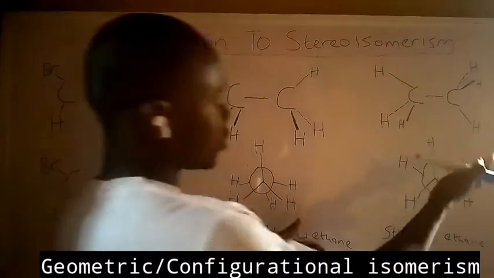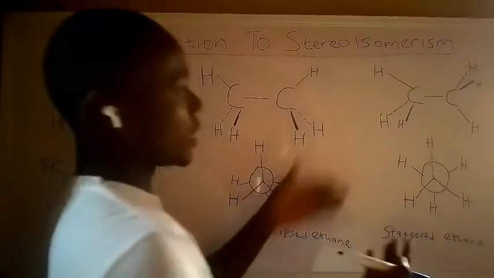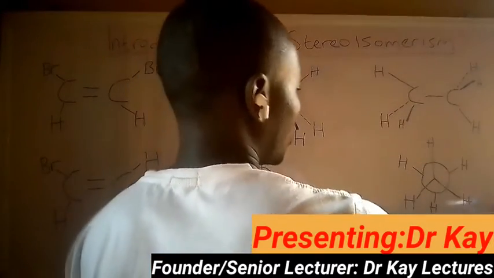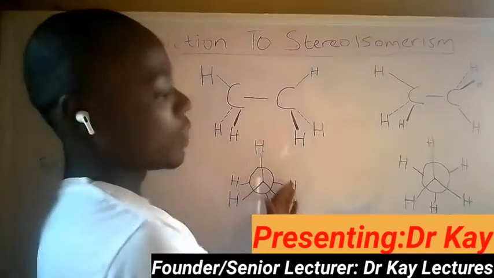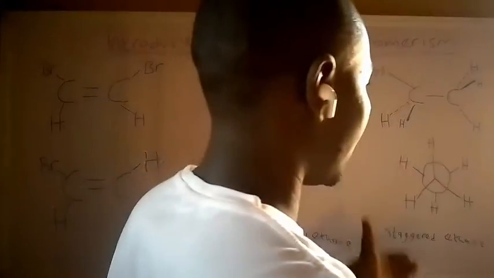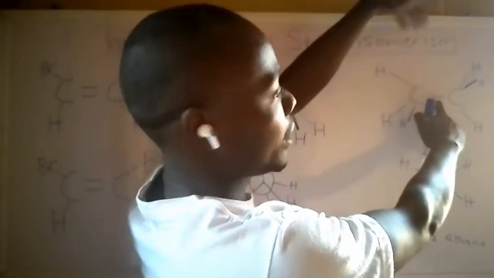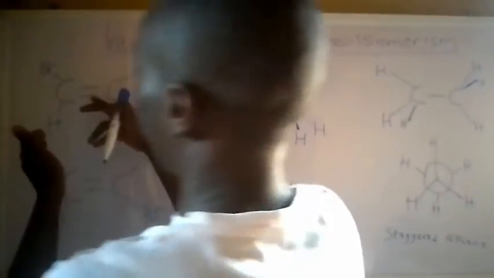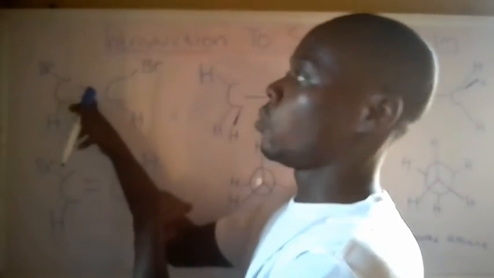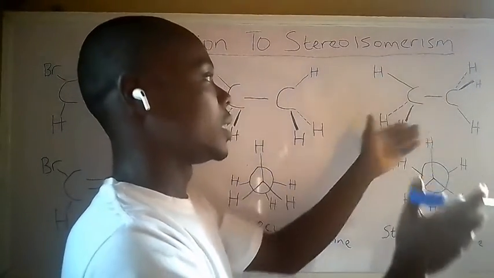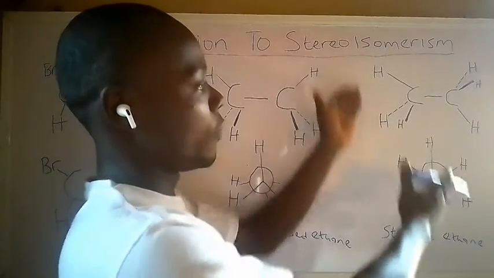So that's that. Now back to the staggered and eclipsed ethane. This example of staggered and eclipsed ethane is what you can call conformational isomerism. Conformational isomerism differs in the sense that there is rotation about a single bond. You can see that we are talking of a single bond here, unlike the other configurational isomerism where we are talking of a double bond. In a single bond, there is free rotation. The atoms can keep moving anywhere.